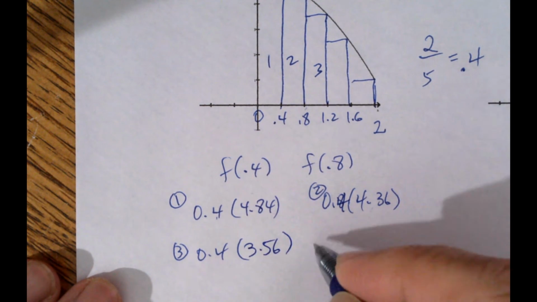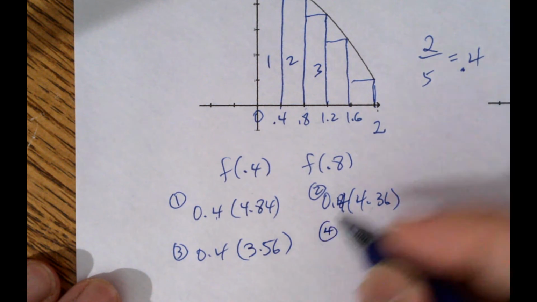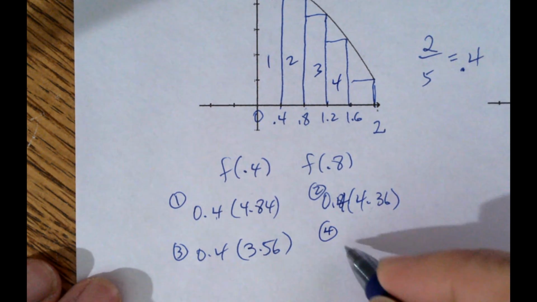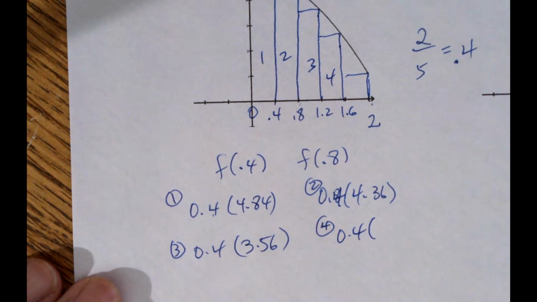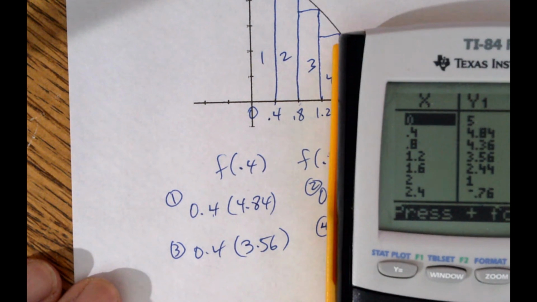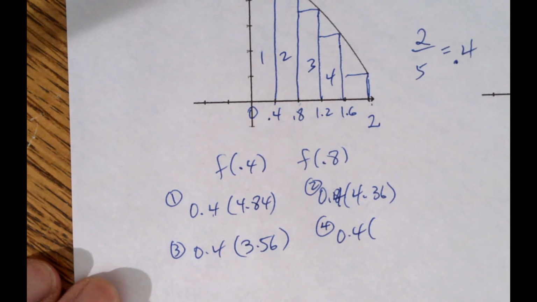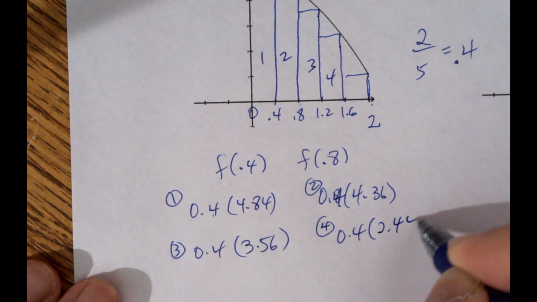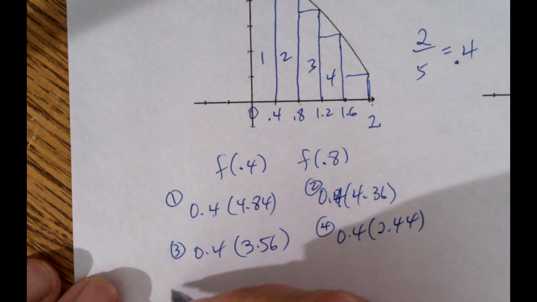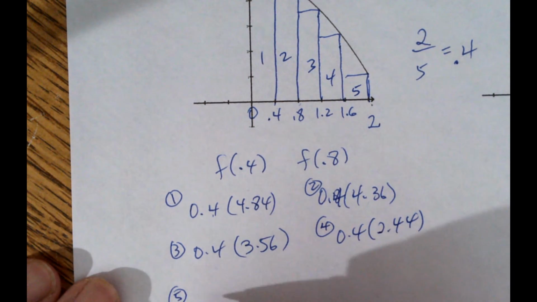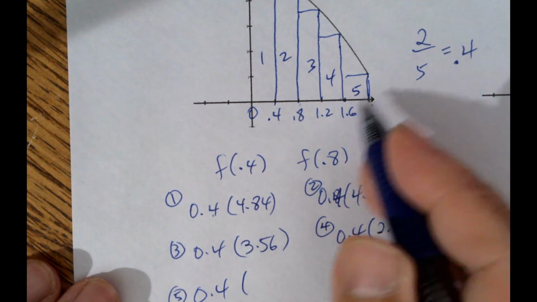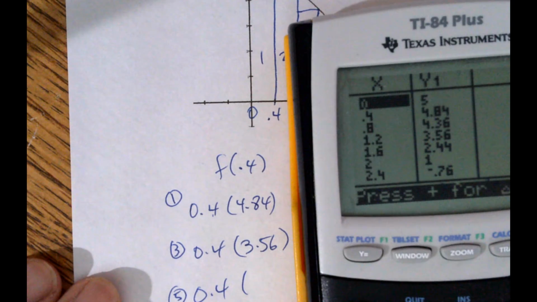And number 4, that's number 4. The width is 0.4 again, times, plug in the 1.6, and I get 2.44. And the last one, rectangle number 5, again 0.4 times, plug in the 2, and I get 1.